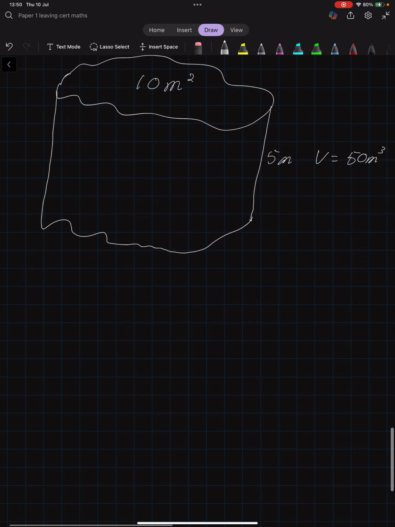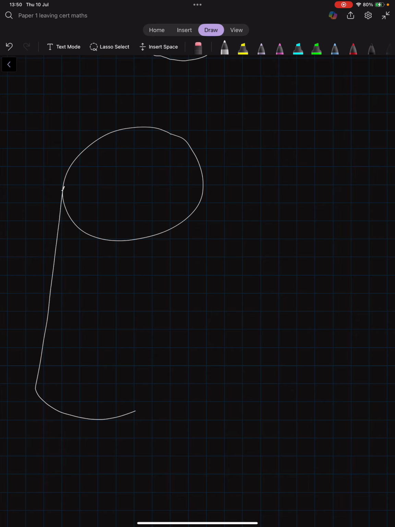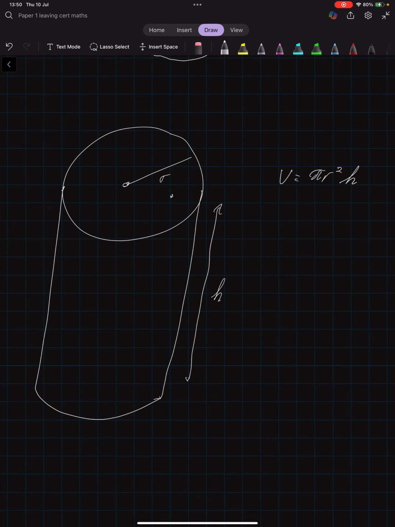Okay? Now, moving on to cylinders, cones, and spheres. The volume of a cylinder. So a cylinder looks like this, where this is the radius of the circle and this is the height h. So again, the volume is just going to be the area of this thing, which is pi r squared, multiplied by the height, which is h. Okay, so that's it.